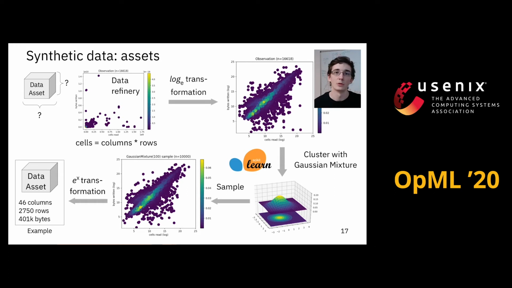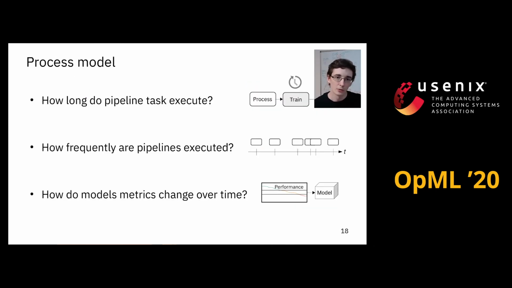So now at simulation time, whenever we simulate the creation of a pipeline, we first sample from this Gaussian mixture to get the dimensions and the size of a data asset that is used as input for the pipeline. For the process model, there were three main questions to answer, namely how long specific pipeline tasks execute, how frequently pipelines are executed, and how the model metrics change over time.